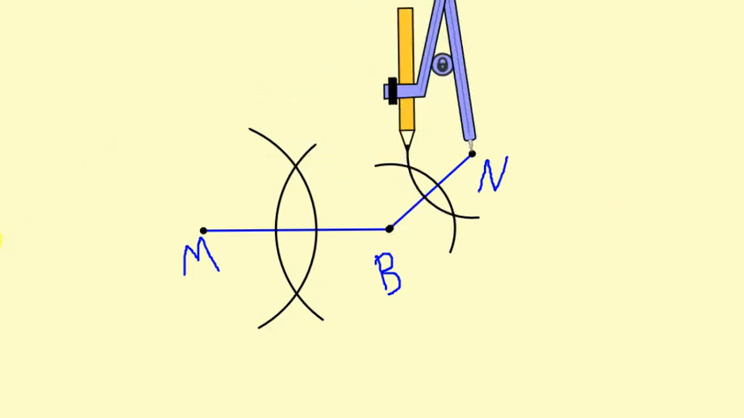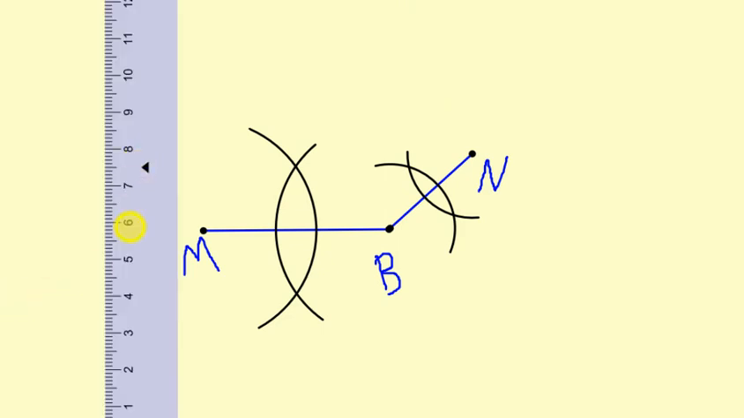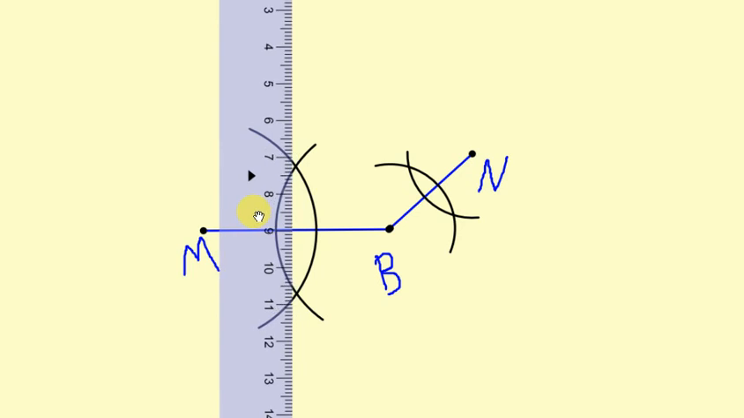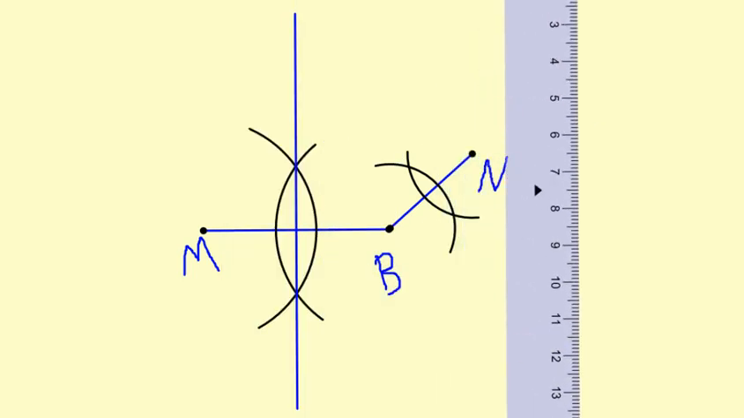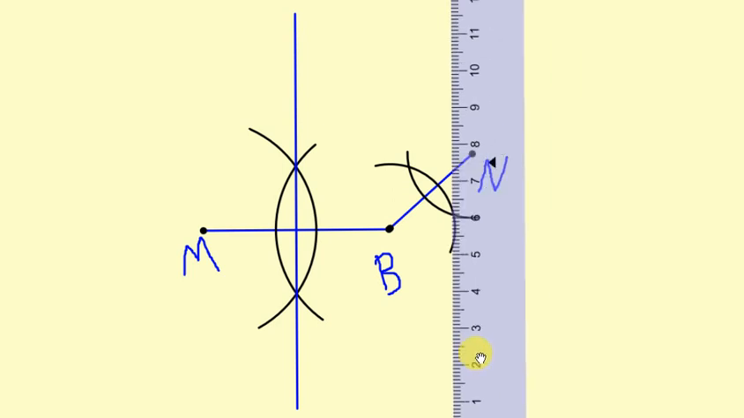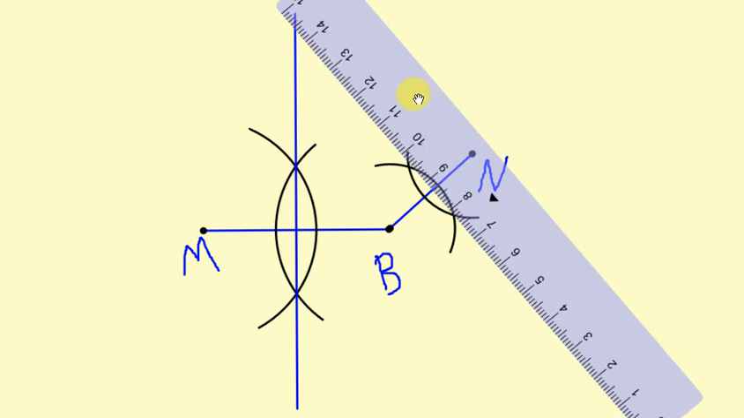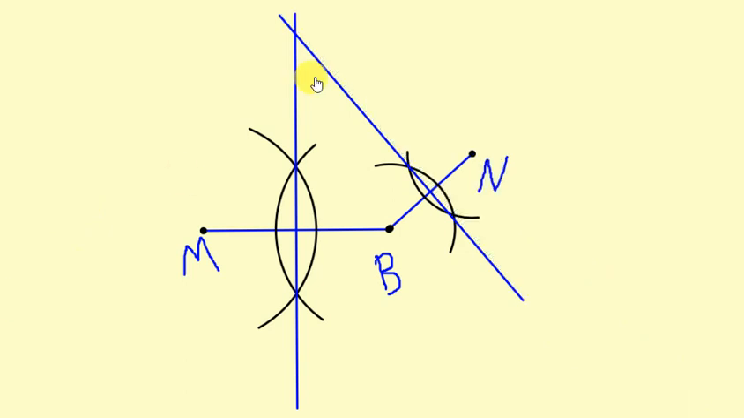Okay, now we put the ruler and we join these 2 points. Okay, this is the perpendicular bisector of segment MB, and we do the same for the other segment, and we join these 2 points, and we get the intersection point. The intersection point of these two perpendicular bisectors. This point is the point K.